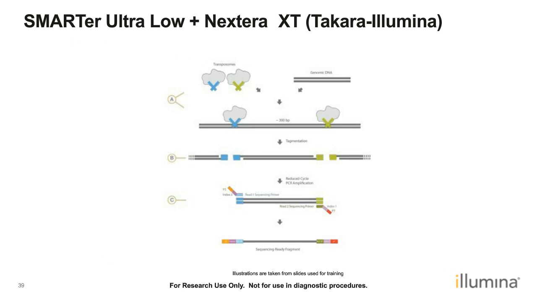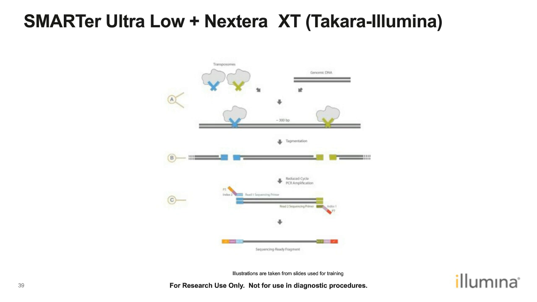For ultra-low input, you can use the SMARTer Ultra Low kit by Takara in conjunction with our Nextera XT kit. In this workflow, you will use the SMARTer Ultra Low kit, again, that's by Takara, to perform whole transcriptome amplification. You will then take 1 nanogram of that cDNA to put into your Nextera XT library prep kit. The Nextera chemistry utilizes an enzyme for fragmentation and adds adapters via PCR. Remember that TruSeq adds adapters via ligation, Nextera adds adapters via PCR.